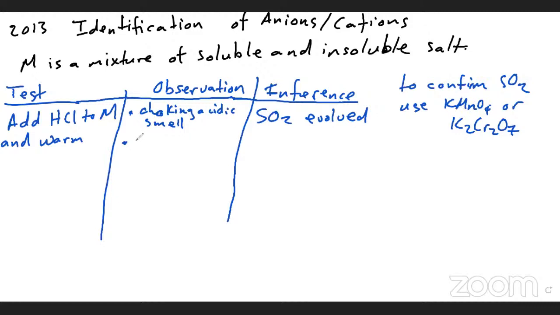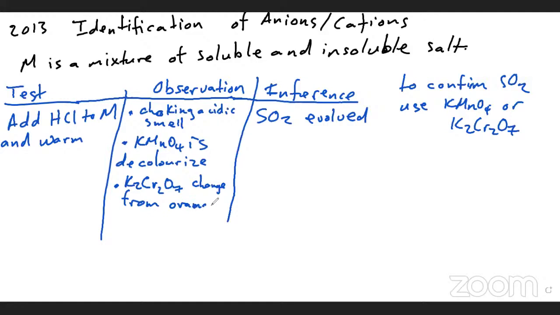So you could put KMnO4, it is decolorized. Or dichromate changes from orange to green. All right, so that is all. You're sure that it would happen, that it is SO2 for sure.